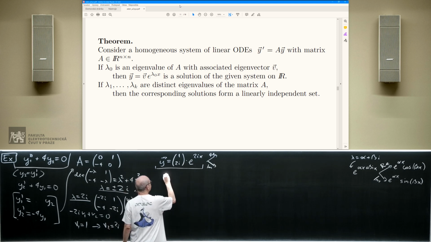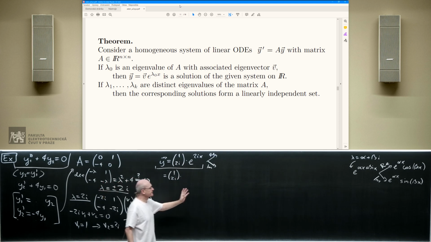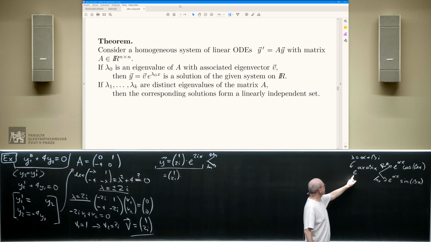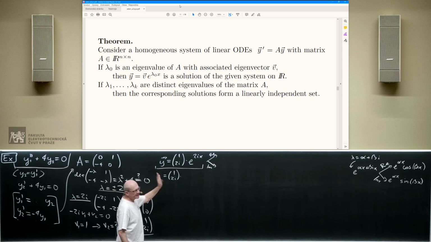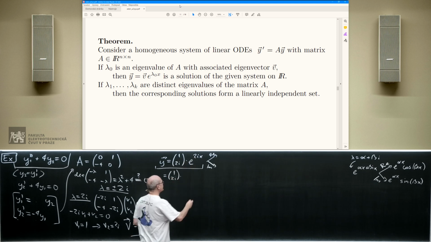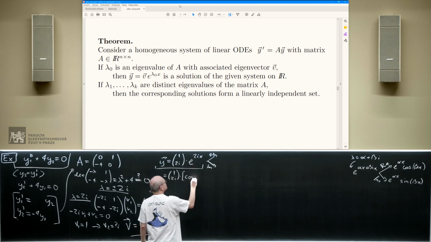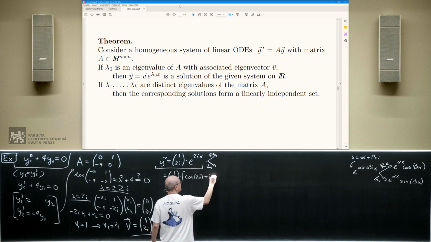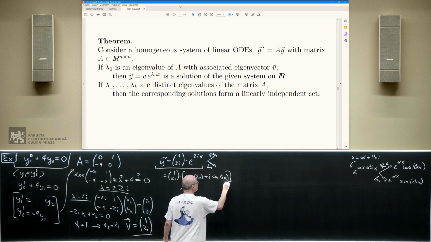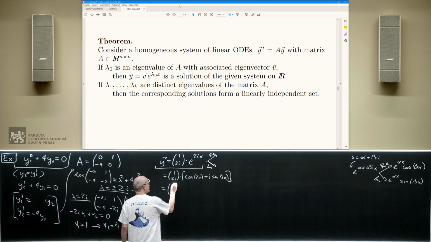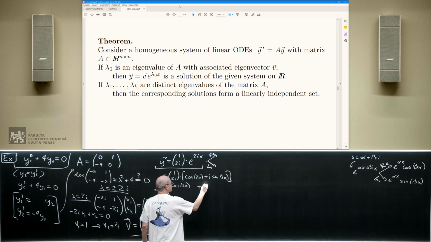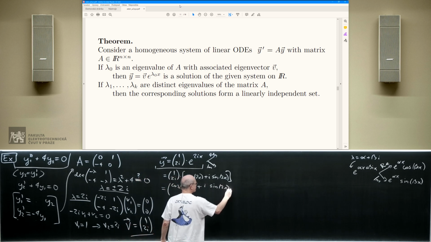So first of all, I'm going to write it as the vector 1, 2i times, and now I would put the real part, if there was any real part, e to the alpha x. But here the real part is 0, so I'm not pulling it out. And then I look at the imaginary part, and I write it using the trig formula. So it's cosine 2x plus i sine 2x. And now I'm going to multiply the vector and this formula and see what happens.